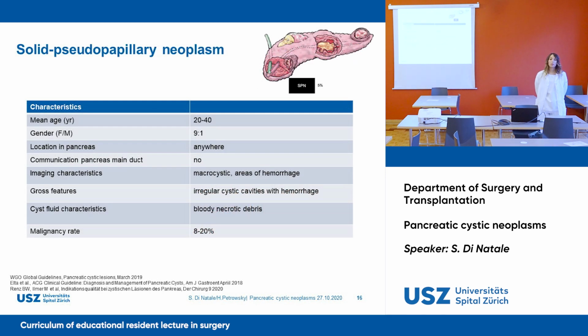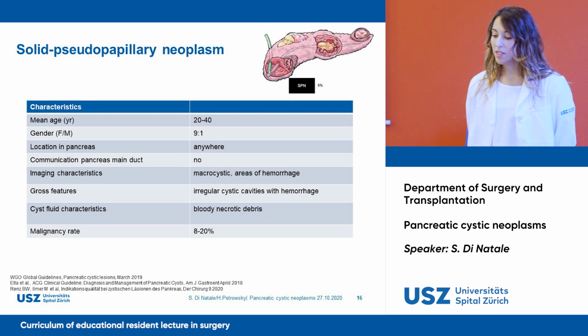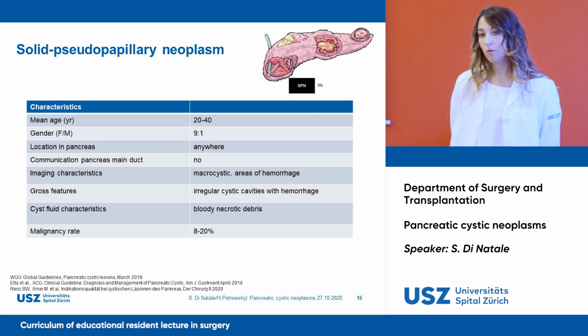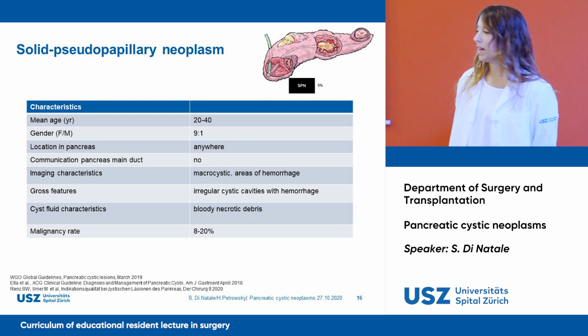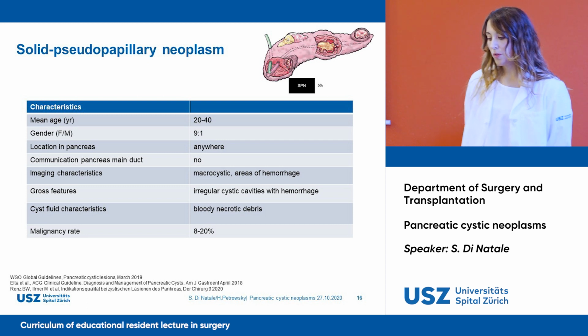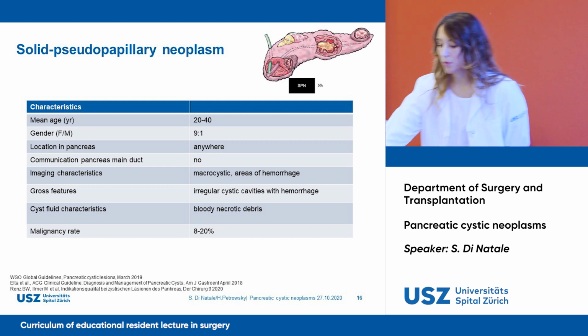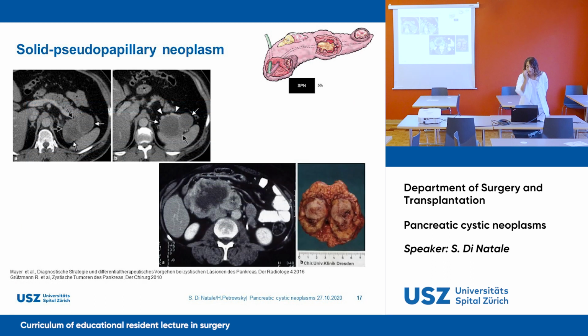Now, solid pseudopapillary neoplasms occur mostly in young women, and they can be located anywhere in the pancreas. On imaging, they appear as macrocystic lesions with areas of hemorrhage, which are macroscopically seen as irregular cystic cavities with hemorrhage. The cyst fluid analysis shows bloody necrotic debris, and the malignancy rate is as well quite high, between 8 and 20%. So this is an example of a solid pseudopapillary neoplasm. It's a large cyst with areas of hemorrhage.